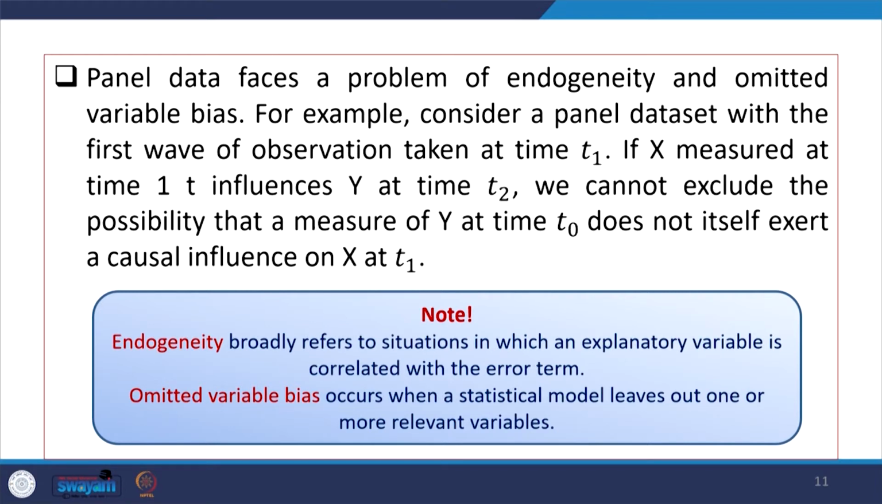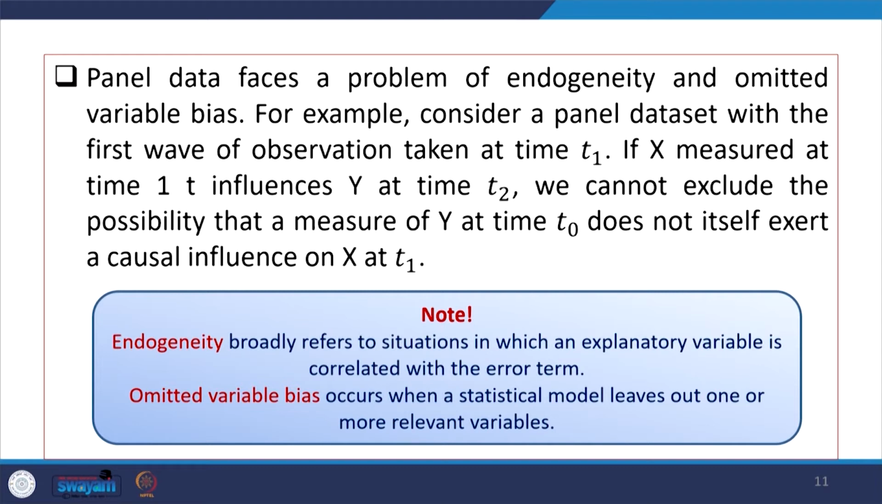Endogeneity bias, or endogeneity, broadly refers to a situation in which an explanatory variable is correlated with the error term. Like we said, y is a function of x and x is a function of y. So in that case, your error term is in fact correlated with your explanatory variable, that is x. And this happens because of the repeated information over time, and there might be correlation in the error term.